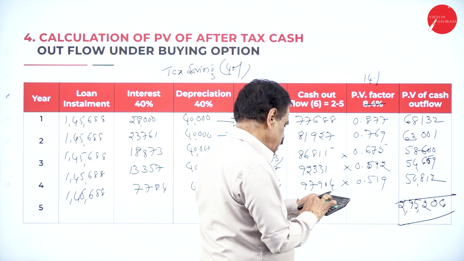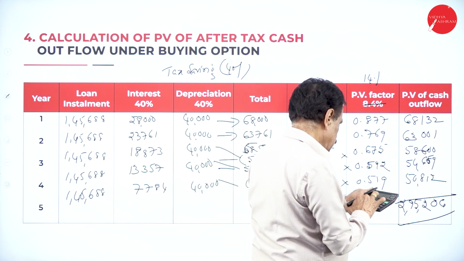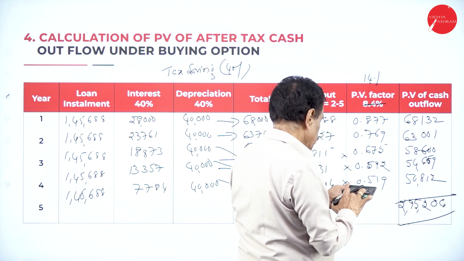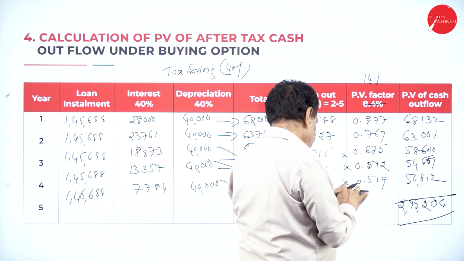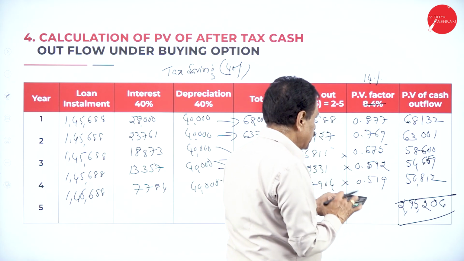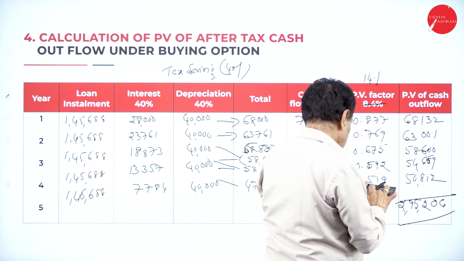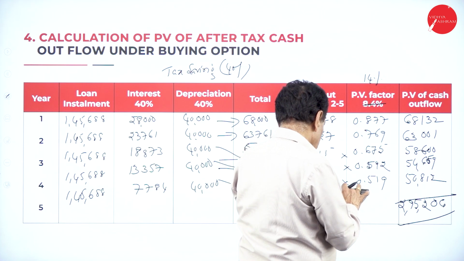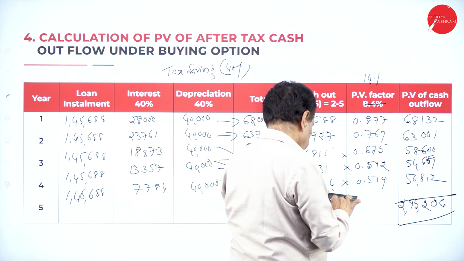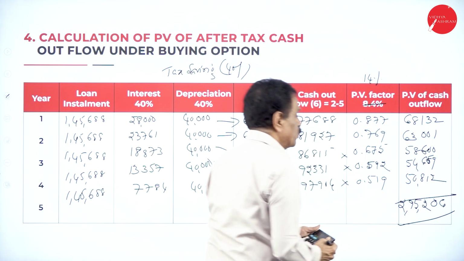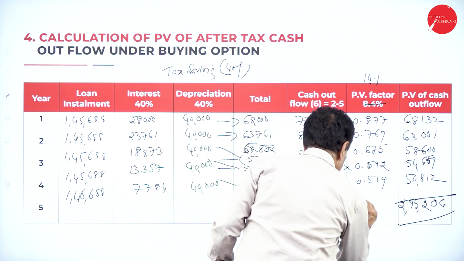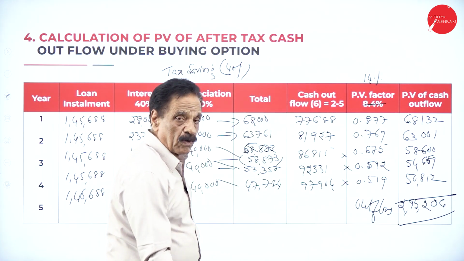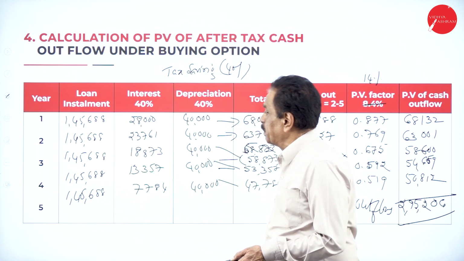So 68,132 plus 63,001 plus 58,600 plus 54,659 plus 58,112. 2,95,000 total outflow. So these are the steps to be followed. I will come back once again, I will explain.